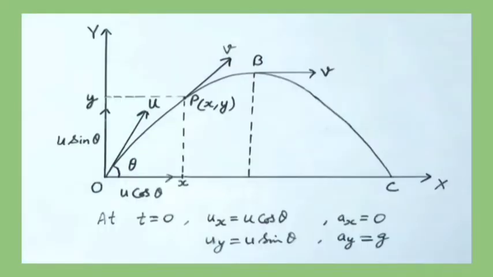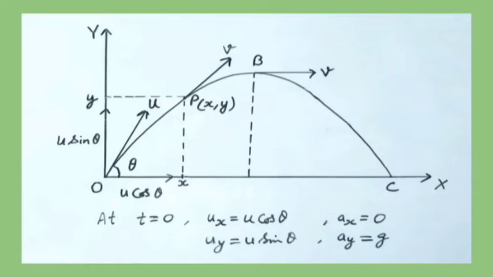To describe the projectile motion, the initial velocity can be resolved into two rectangular components: u cos theta along the horizontal direction, that is along the x-axis, and u sin theta along the vertical direction, that is along the y-axis. u cos theta remains constant as there is no horizontal acceleration. u sin theta varies under the influence of gravity. Thus, projectile motion is the combination of two independent perpendicular motions.